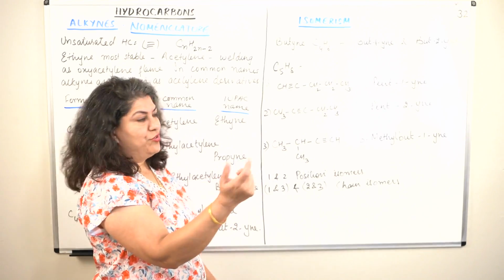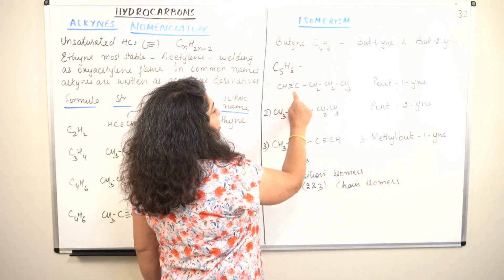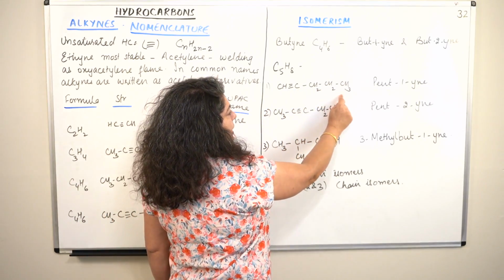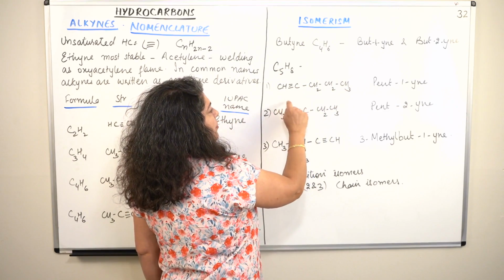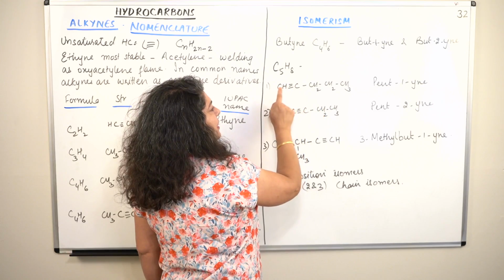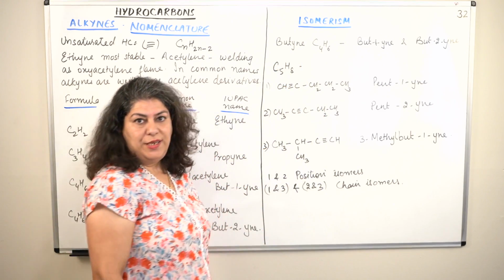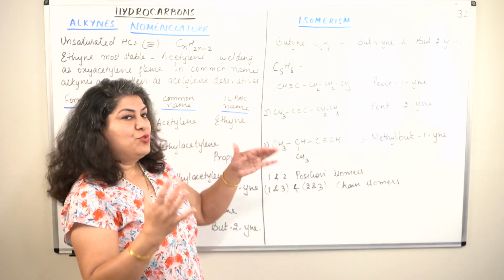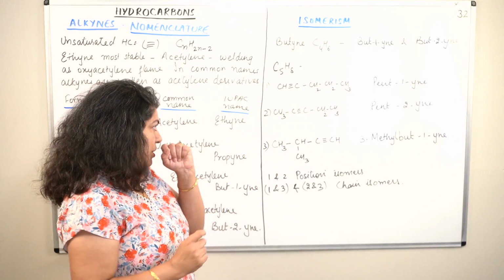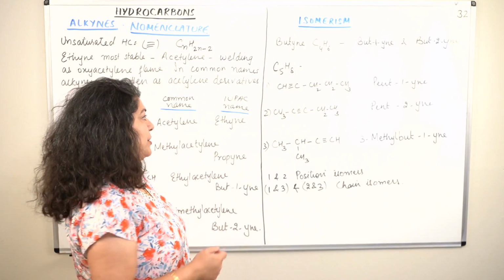So that is the simplest structure. CH triple bond C, CH2, CH2, CH3. So 1, 2, 3, 4, 5. What is the formula? There are 5 carbons. How many hydrogens? 3, 4, 5, 6, 7, 8. C5H8. All the isomers will have the same formula, naturally, that is why you are only shifting the bonds and making the different isomers.